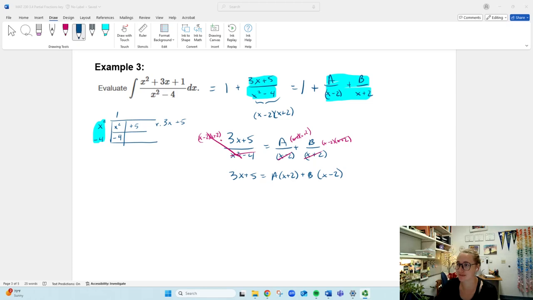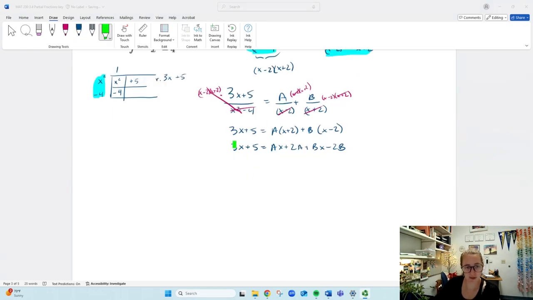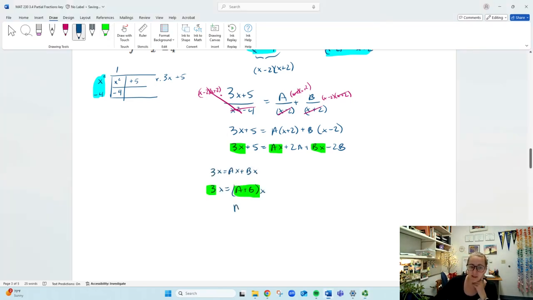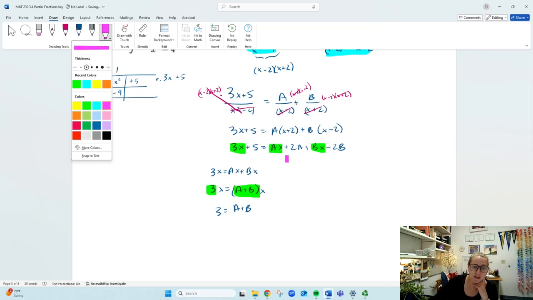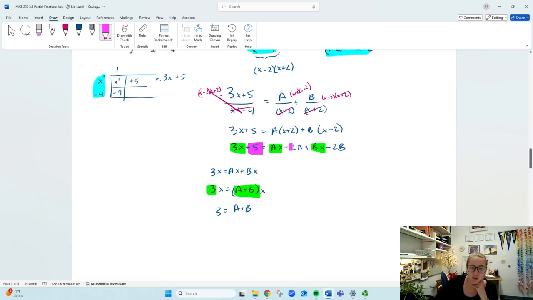so the stuff in front of the x and then my constant terms. So one of my equations is going to be 3x is equal to Ax plus Bx. In other words, I can really say that A plus B is going to be equal to 3 in this case. And I can do that same exact thing for the constants: 5 is equal to 2A minus 2B. Now I have both of my equations that I can either combine through substitution or elimination.